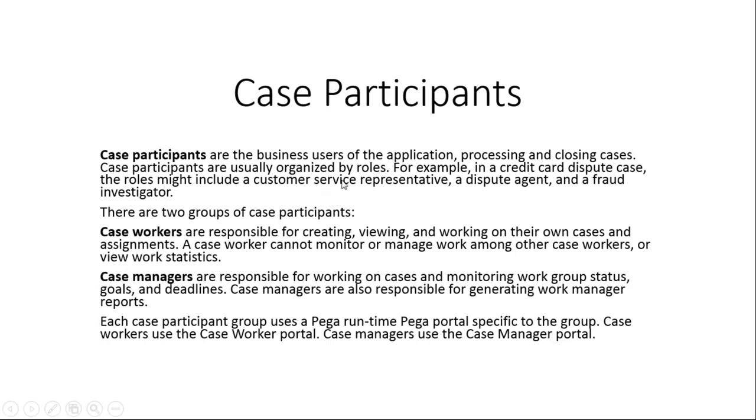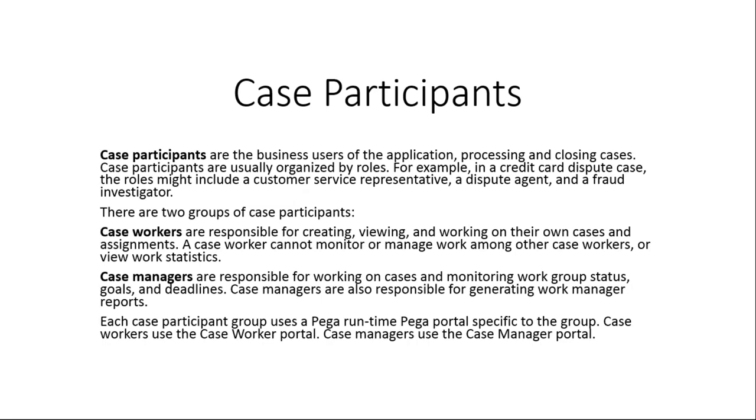Case participants are usually organized by roles. For example, in a credit card dispute case, the roles might include a customer service representative, a dispute agent, and a fraud investigator. For example, I have a credit card and there is a transaction which is fraudulent, not done by me. We will raise a dispute for the transaction, and these people will interact. First we make a call and tell the customer service representative that this transaction is not done by me, it is a fraudulent transaction.